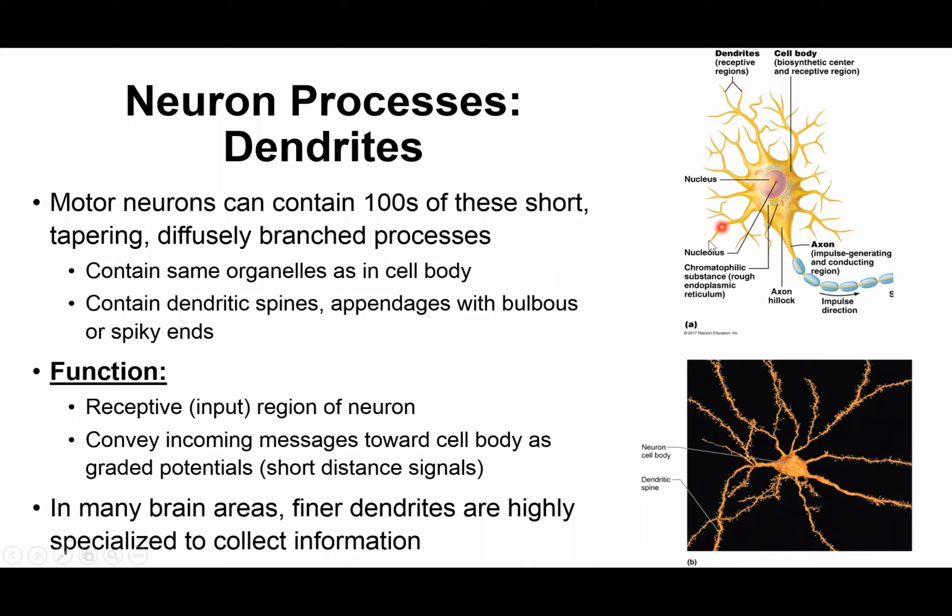So coming off of these dendrites, I'll just draw a little piece in here for you. Coming off of each of these dendrites, you would have little spines, okay? The function of dendrites is to receive input, right? So this is the receptive region of the neuron, okay? So messages are going to come in and they're going to land on these dendrites, okay? And then the dendrites are going to take those messages and send them to the cell body, okay?